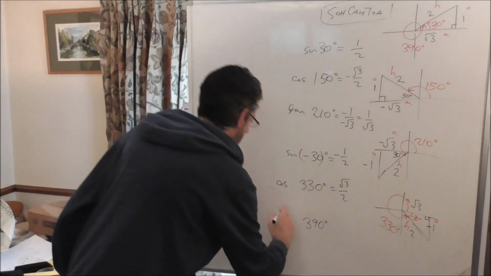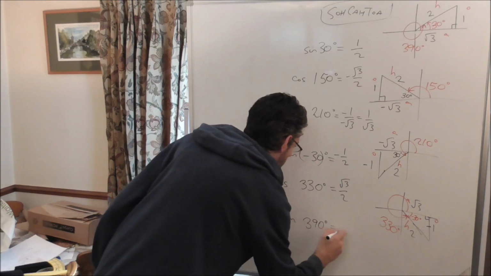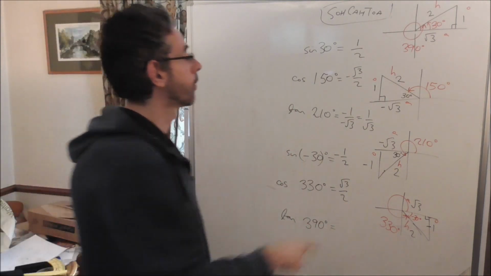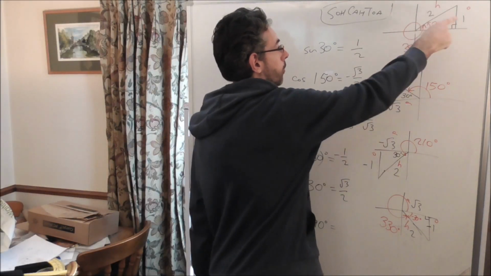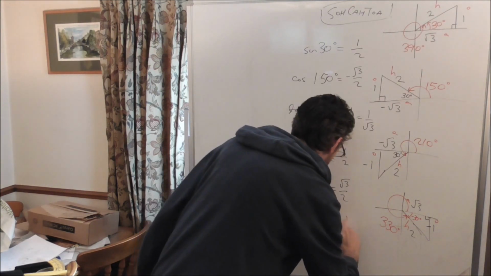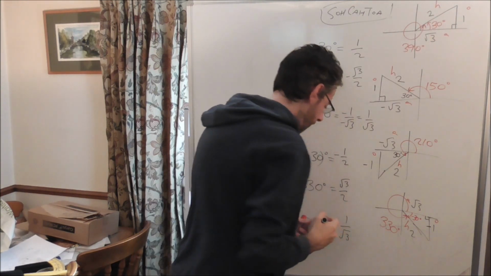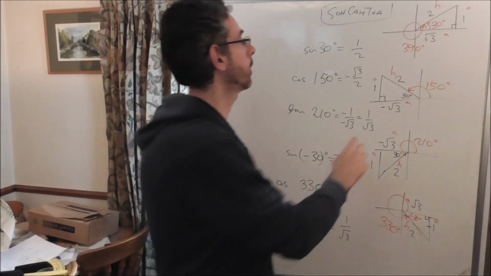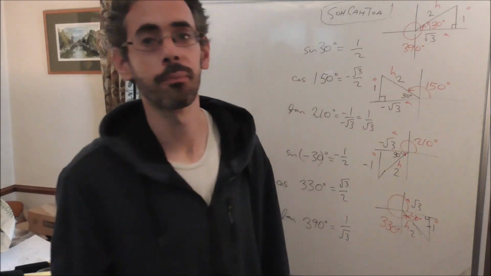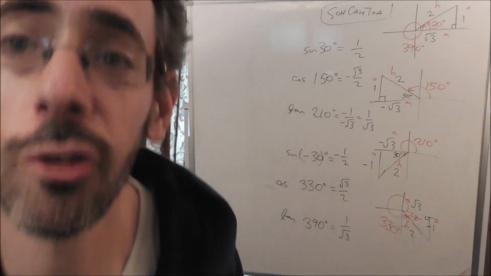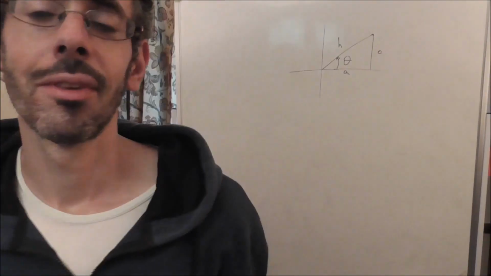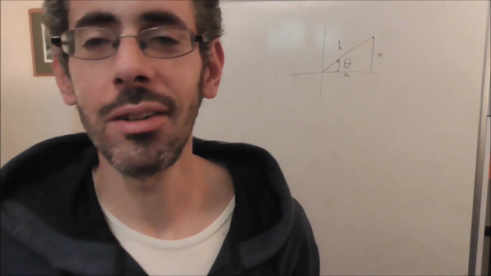So let's just do tan of 390. So tan of 390, using this triangle, is opposite over adjacent, so it's just 1 over root 3. So sine, cos and tan of 30 and sine, cos and tan of 390 are the same. That's it. Right, so that's the end of the lesson.